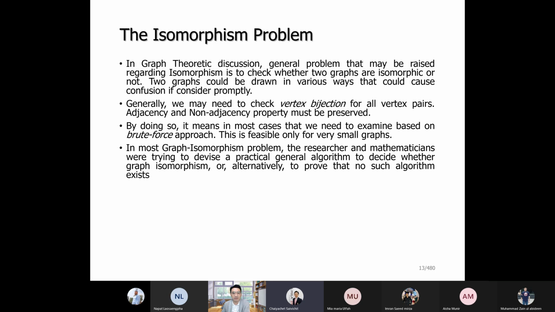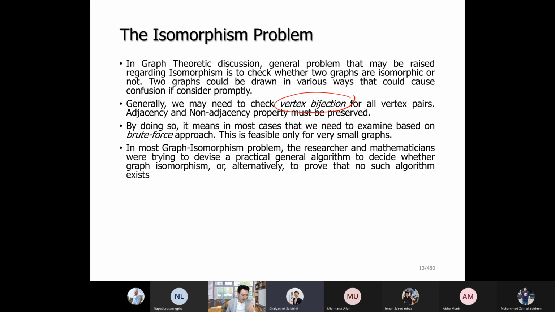Generally, we may need to check vertex bijection, as in the concept that we have discussed so far, as well as sometimes edge bijection, in case there are multi-edges. For vertex pairs, adjacency and non-adjacency must be preserved. This is what we have discussed. By doing so, it means that in most cases we need to examine based on a brute force approach.